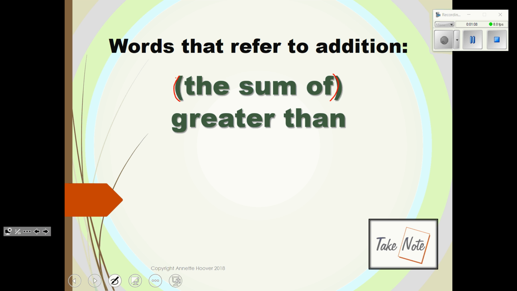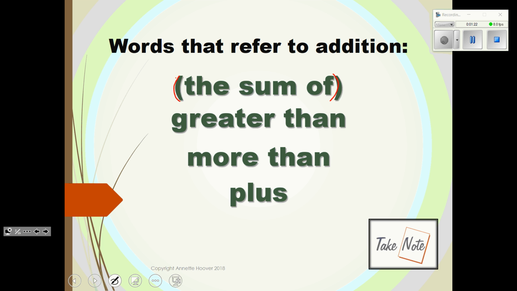Next, we have the phrase greater than. That also will tell you that you're going to add. More than. 4 more than 2 would be 6. So that tells us that we are going to add. Next we have plus. That's pretty obvious because it's a plus sign. And increase. If you increase your salary by $10, then that is going to be adding to your original salary. So all of these phrases or words are going to show you that you're going to be adding.